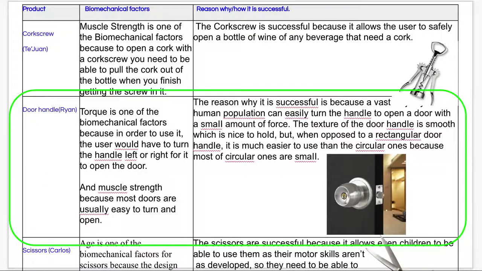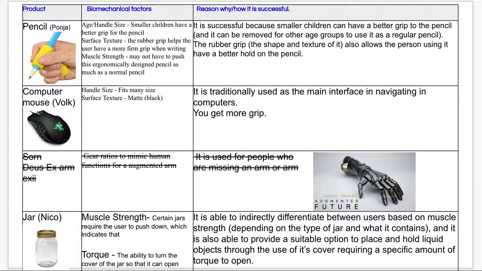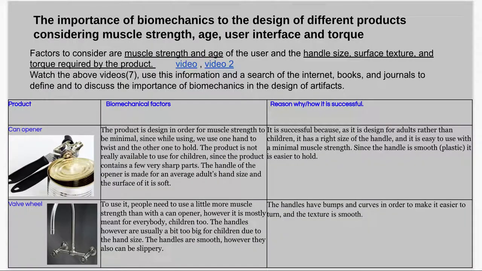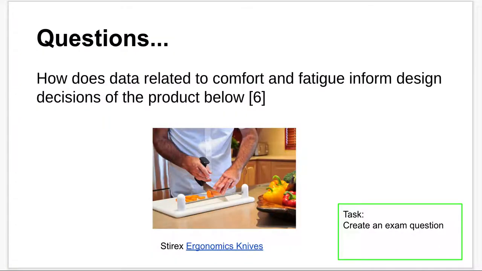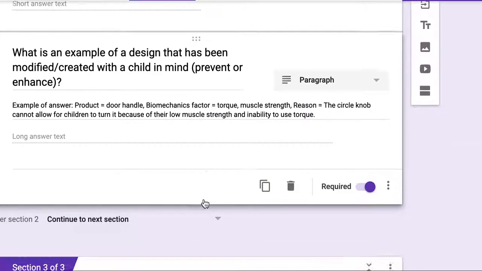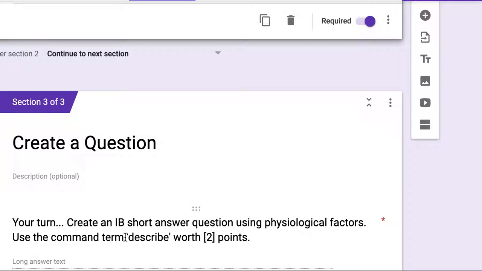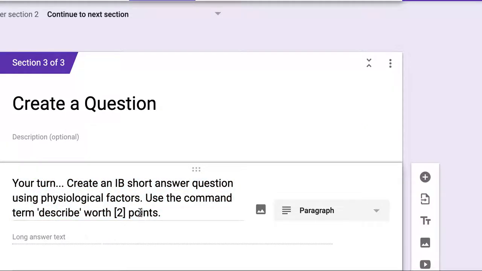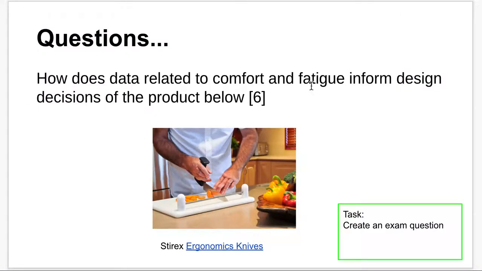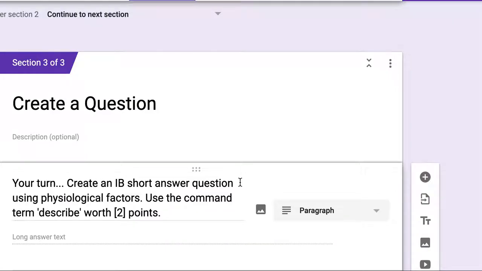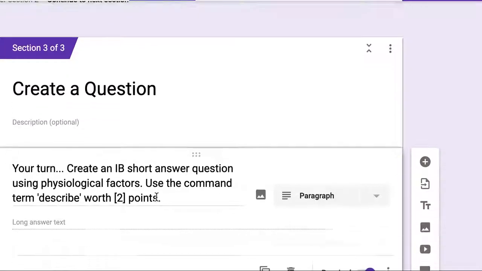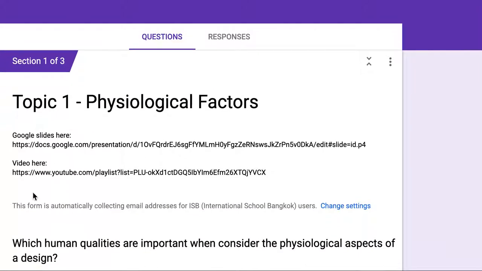You can have a flip through too. Obviously, I suggest trying to find your own good examples, okay? And the last one is I want you to create your own question, an IB question, all right? So using the command term describe, try to create a question that's worth 2 points. So anything related to physiological factors, have a look. So how does data relate to comfort and fatigue inform design decisions about the product below? And there's a question. You don't need to answer this one. I want you to create a question, okay? So that's the last thing in the forms.